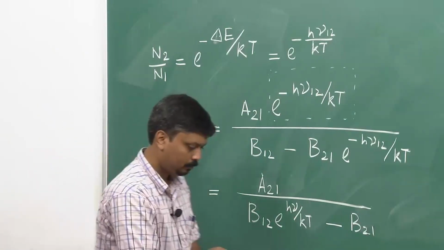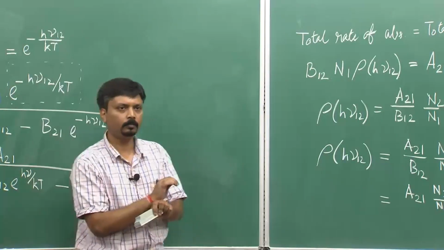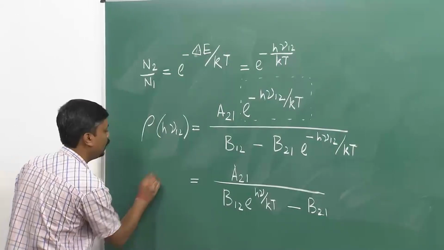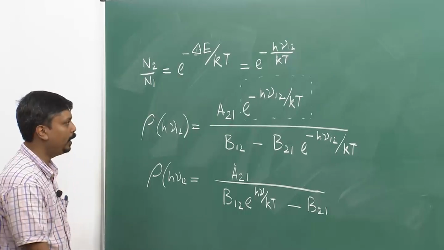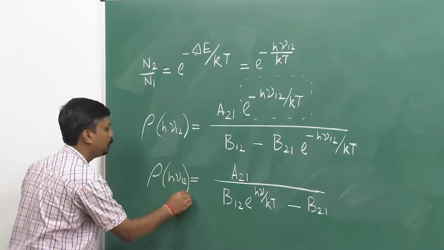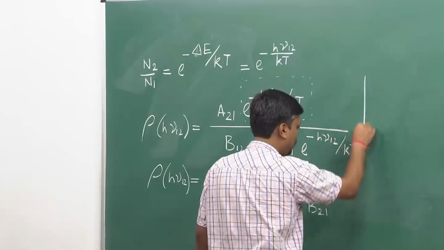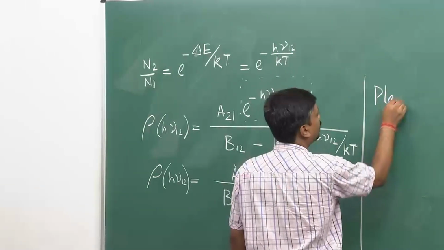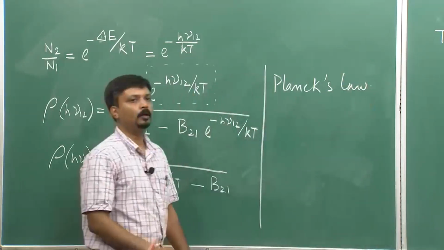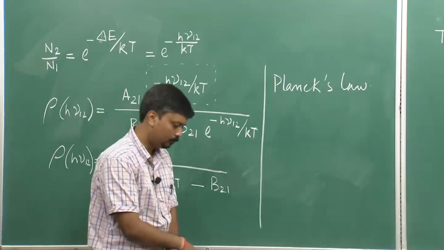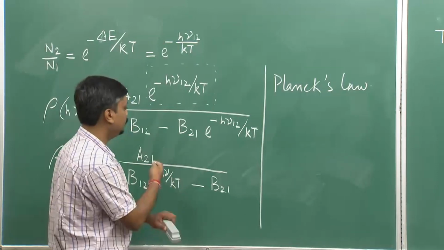Now, Einstein wanted to come to Planck's law. So, now he got this expression, and I will write it again with h nu 12. At this point you recall what Planck's law was, that we mentioned in the last class: the spectral density at a particular frequency, that is our nu 12.